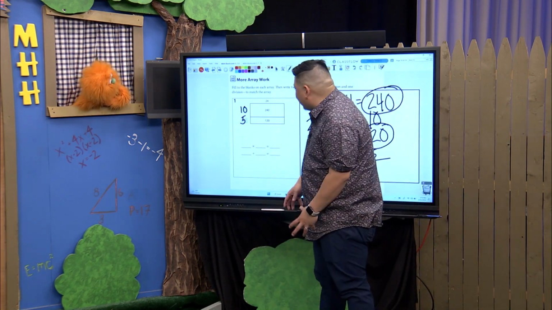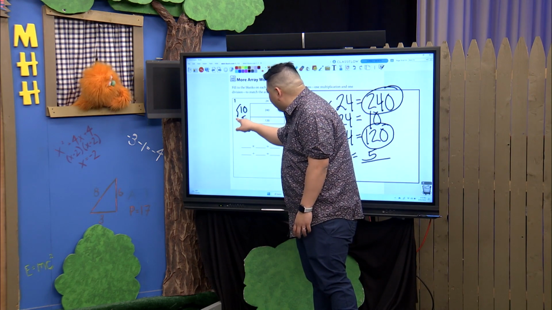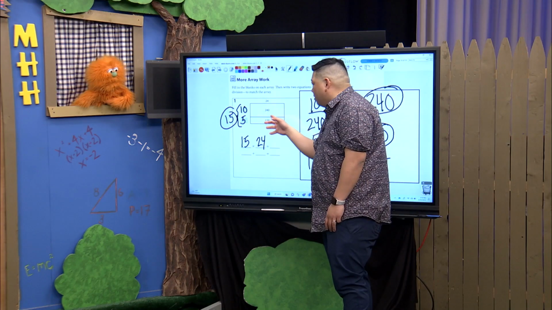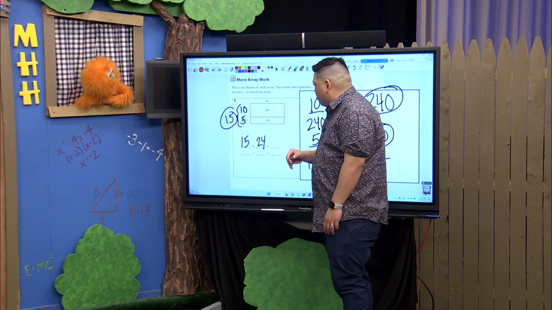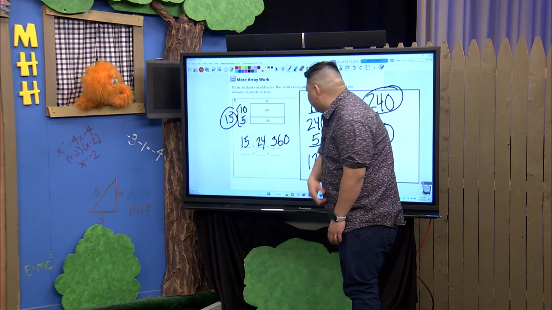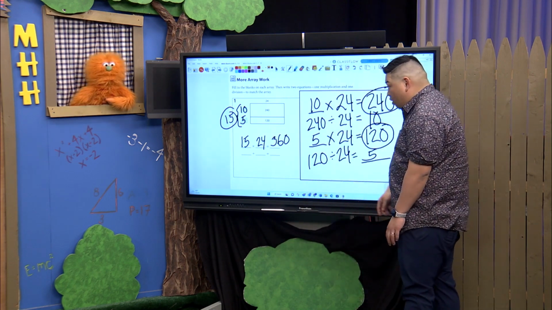So what we know is that 10 and 5 equal 15, right? So 15 is a total here on this side. So we have 15 times, we already have a total of 24, equals the sum of 240 plus 120, which is 360. Okay, we're not done yet.